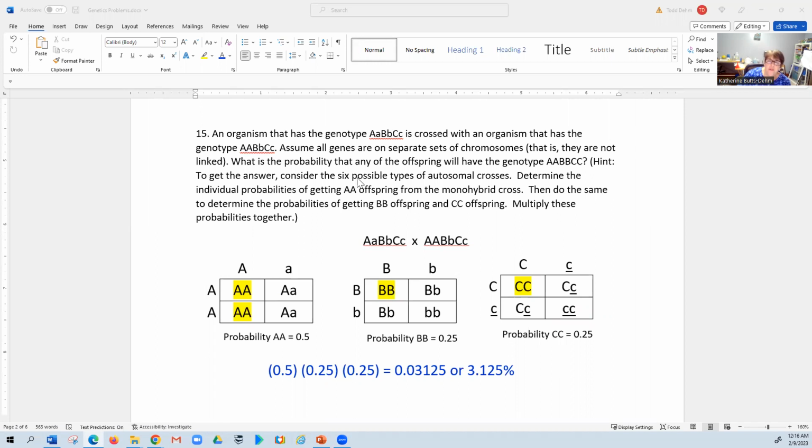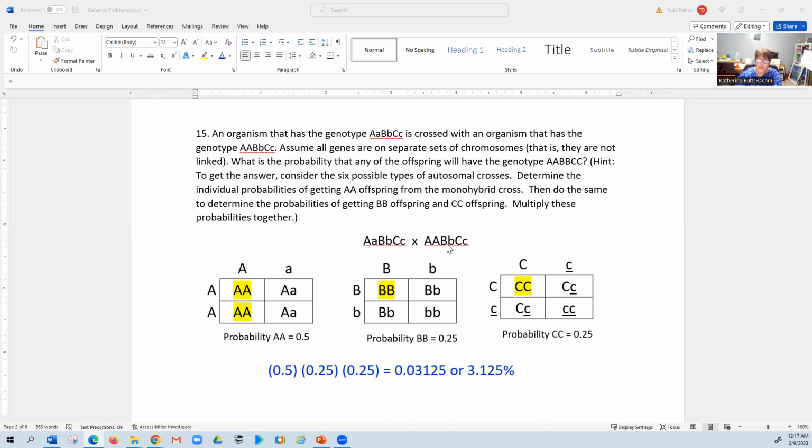To get the answers, consider the 6 possible types of autosomal crosses. Determine the individual probability of getting a big A from a monohybrid cross. Do the same for big B, and big C, and then multiply the probabilities together. So that's what we did.